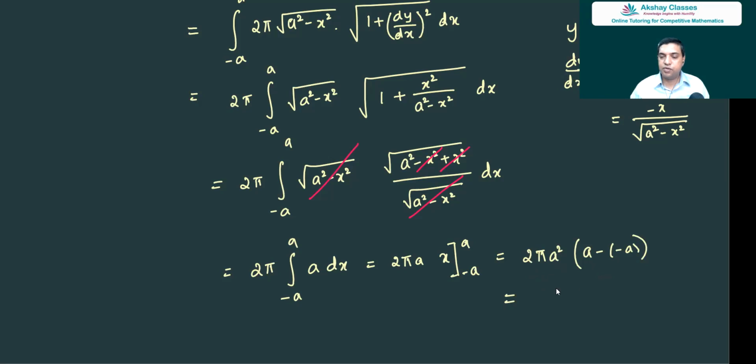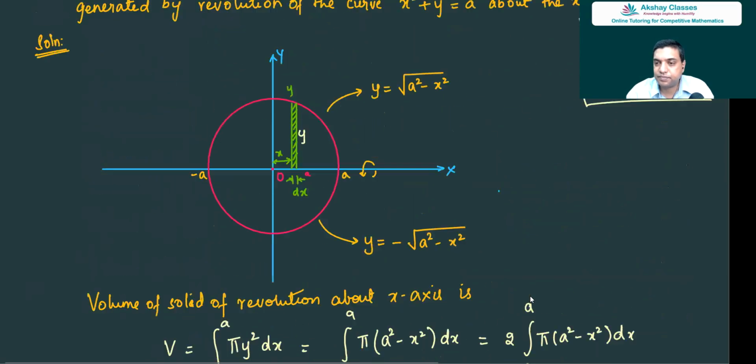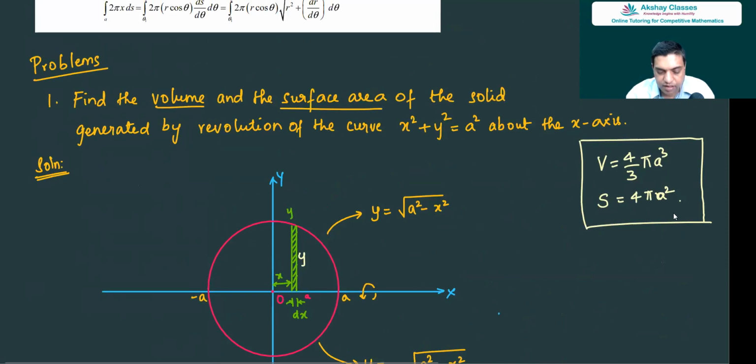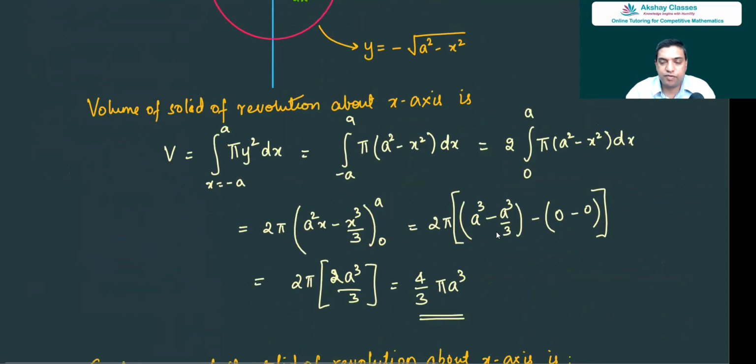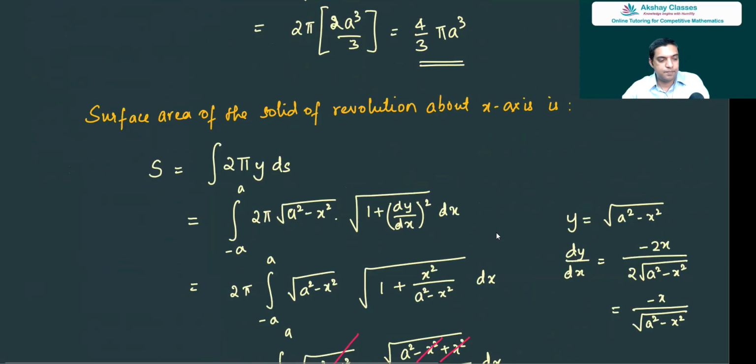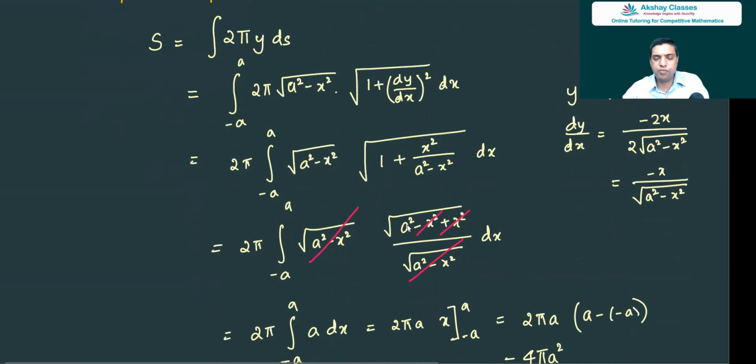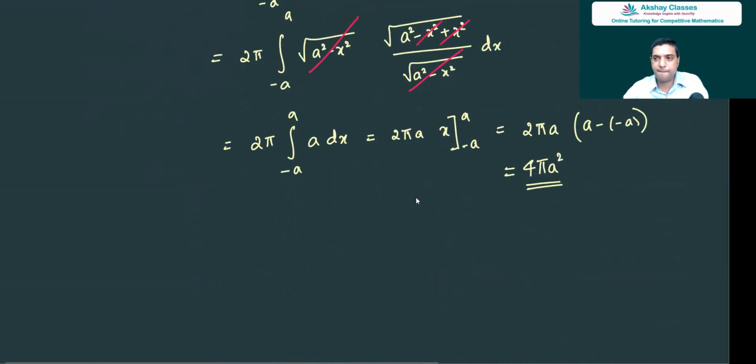So 2 pi a into 2a is 4 pi a square. That's what was our expected result. Yes, 4 pi a square. So that's the way to find the volume of revolution of a plane curve, the volume of the solid of revolution, and the surface area of the solid of revolution.